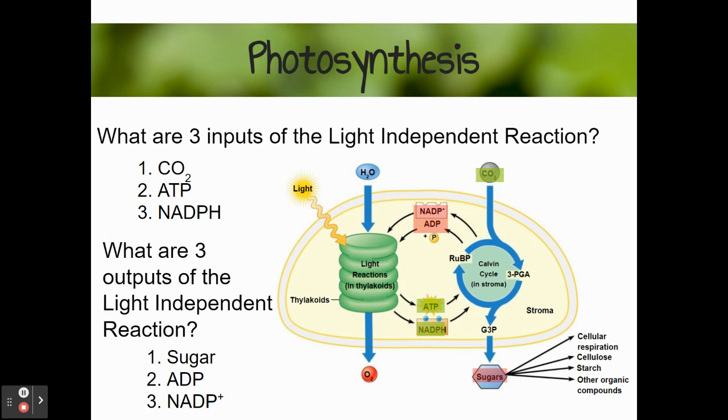And then the other two outputs, sugar is an output. If I said input, that was not right. Sugar is getting made. But the other two outputs would be ADP and NADP plus, which are just the uncharged version of the charged up molecules that we saw as the inputs. So if you think of ATP and NADPH as being like rechargeable batteries, then ADP and NADP plus are the batteries that are uncharged. So you got to put them on the charger to fill them up with power again so they can be used.